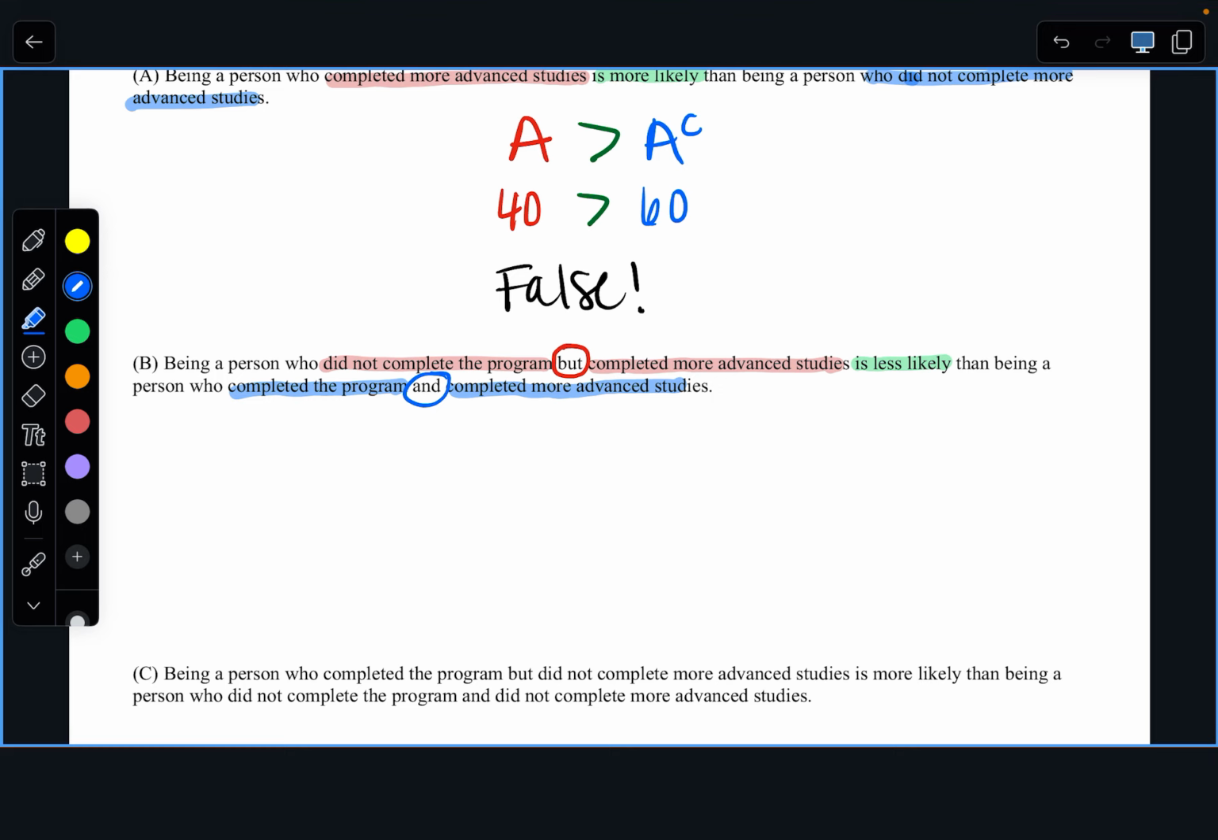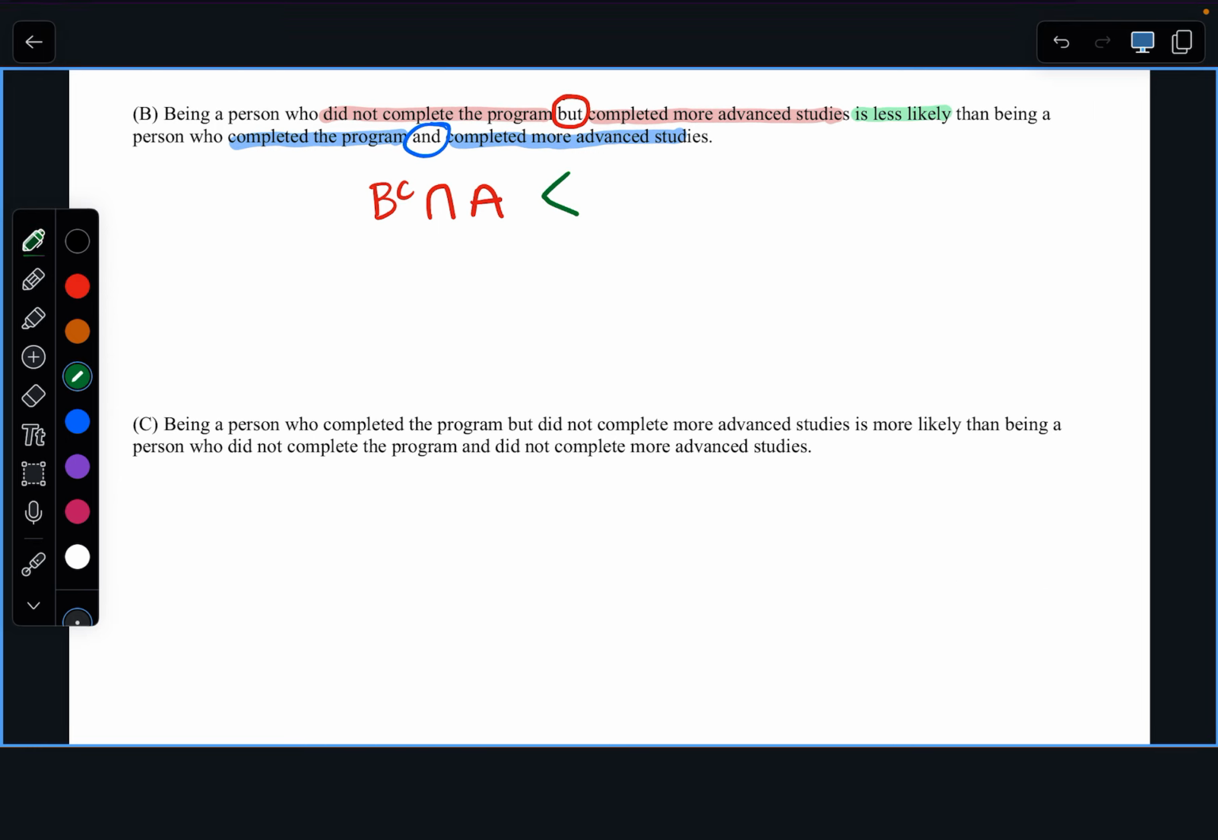So kind of breaking this down a little bit into pieces. Being a person who did not complete the program, so that was B complement, but completed more advanced studies, so that was A, is less likely than being a person who completed the program, which is B, and completed more advanced studies. That's A. So again, I gave you the words, but they could very well just give you the symbols and ask you to verify, is it true?